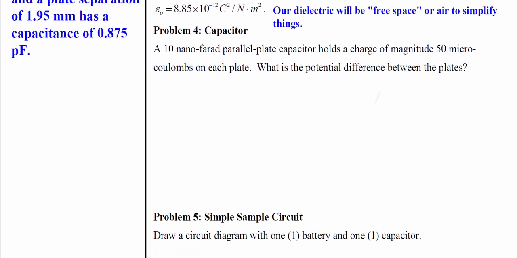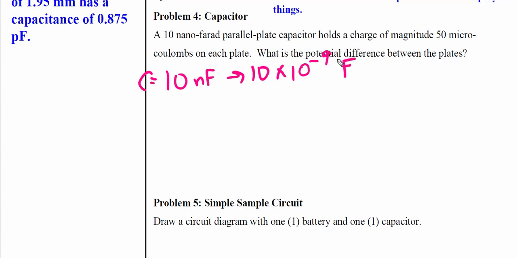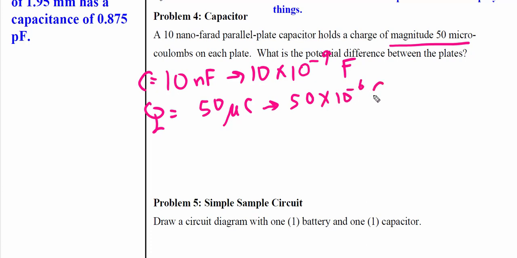Okay, problem 4. We have a 10 nanofarad capacitor. Nanofarad would mean 10 to the negative 9. And we have a magnitude charge of 50 microcoulombs. So Q is 50 microcoulombs, not millicoulombs, micro. That's 50 times 10 to the negative 6 coulombs. And we want the potential difference. Potential difference is the voltage.